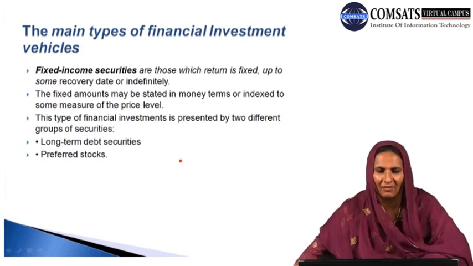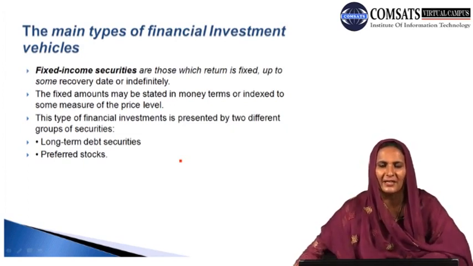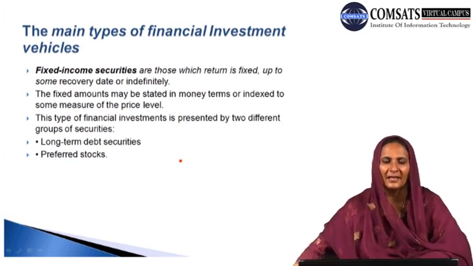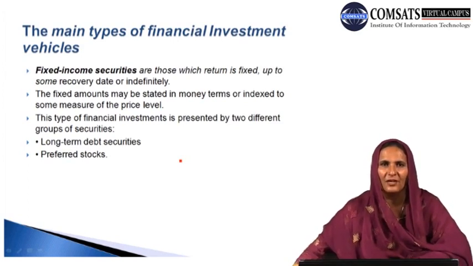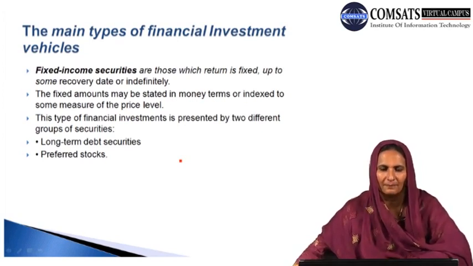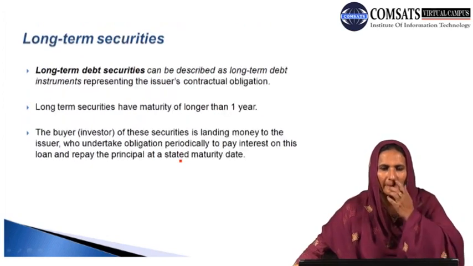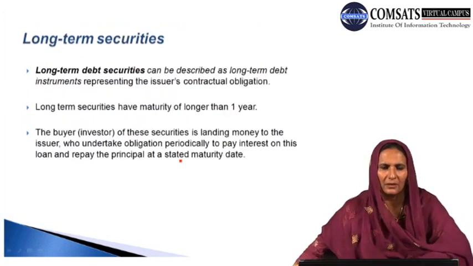This type of financial investment is presented by two different groups of securities. जो इस तरह की फाइनेंशियल इन्वेस्टमेंट है जिसको हम फिक्स्ड इनकम सिक्योरिटीज कहते हैं, इनको हम दो ग्रुप्स से इंडिकेट कर सकते हैं. फर्स्ट ग्रुप इज लॉन्ग टर्म डेट सिक्योरिटीज और सेकंड इज प्रेफर्ड स्टॉक. व्हाट आर लॉन्ग टर्म सिक्योरिटीज?